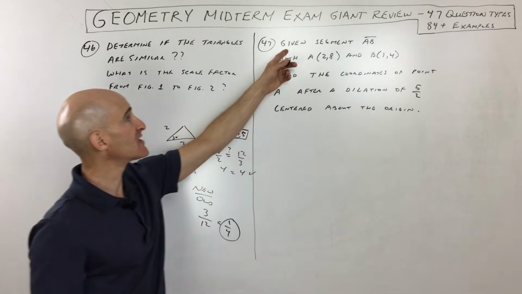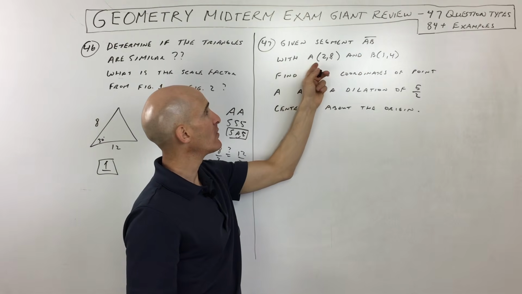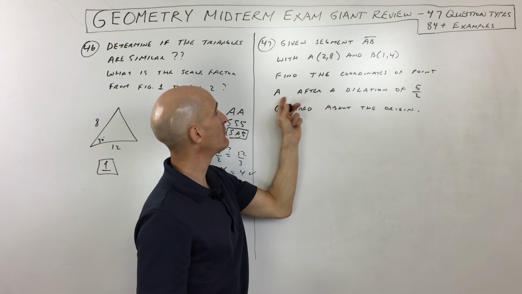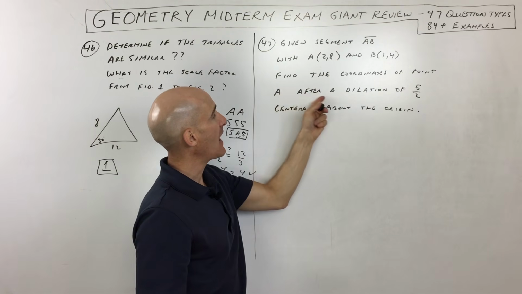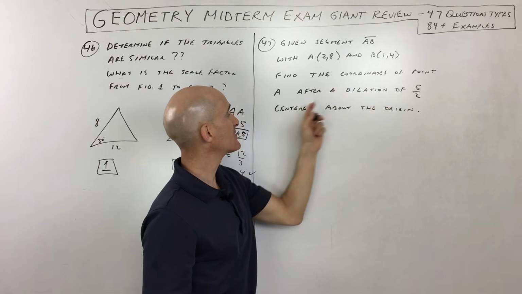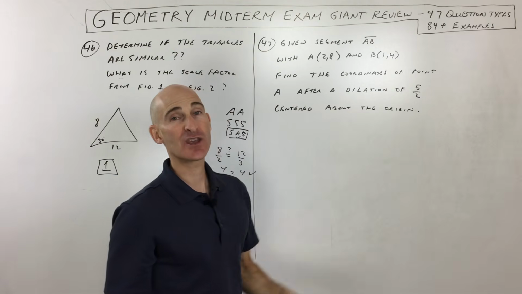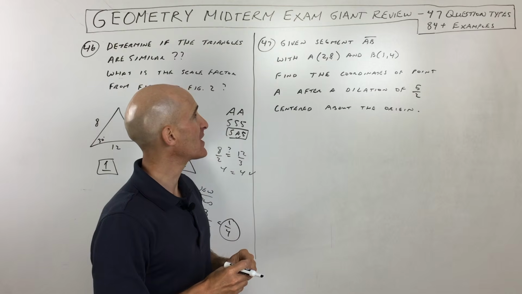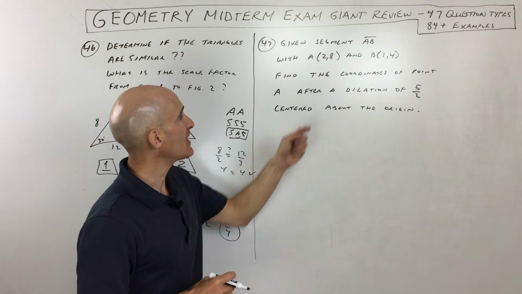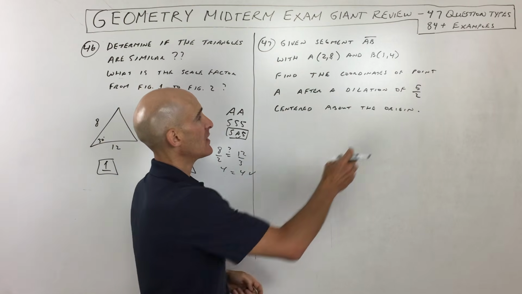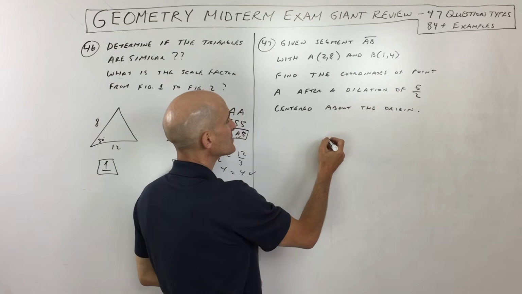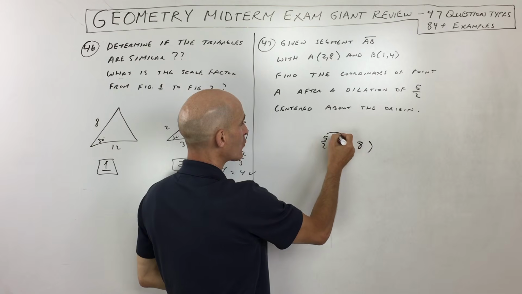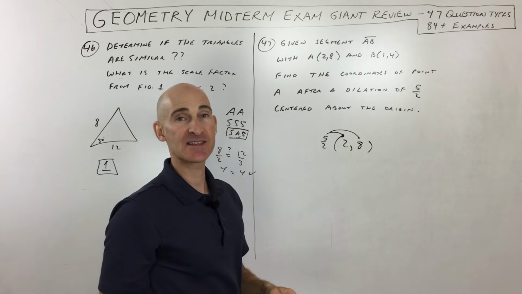Okay, last question. It says, given segment AB with A 2, 8 and B coordinates 1, 4, find the coordinates of point A, this guy here, after a dilation of 5/2 centered about the origin. Okay, so what we're talking about now are dilations. Okay, so making it larger or making it smaller. And here's the thing, if you know point A is 2, 8, you know the scale factor is 5/2, all you have to do is multiply the x coordinate and the y coordinate by that scale factor.